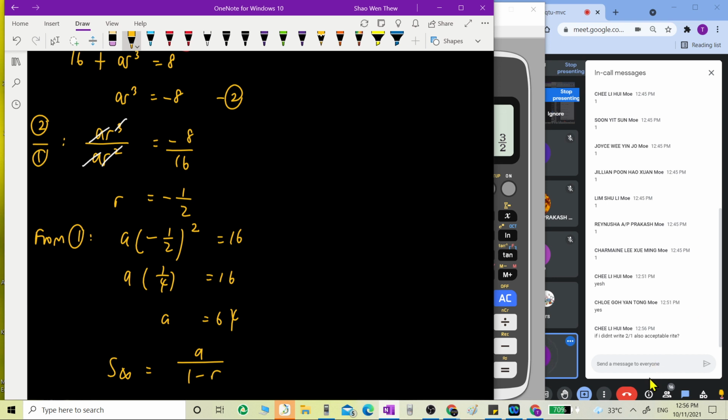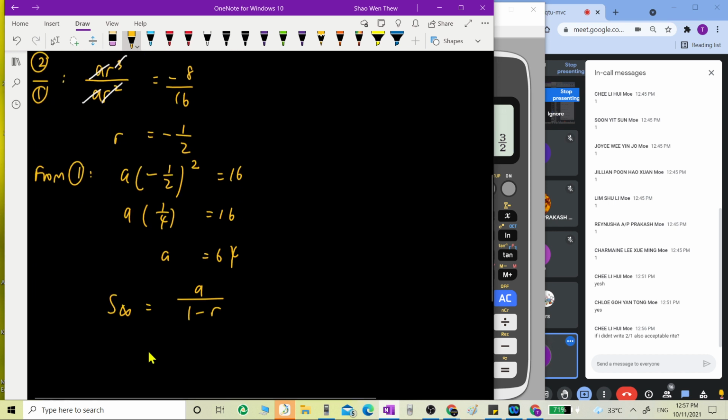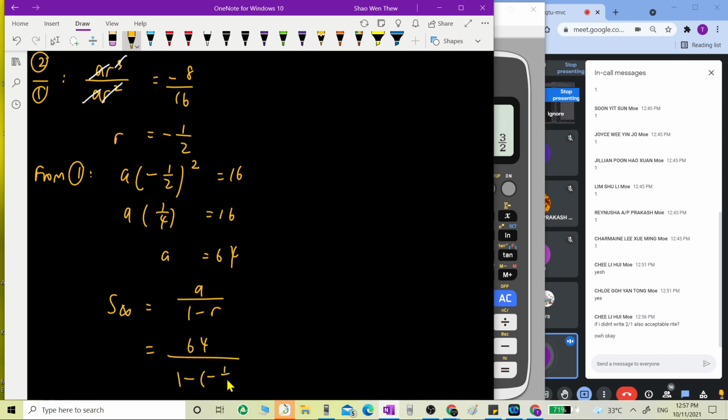Yes, you can. Let's say if you didn't write also can, but this one is for your friends' reference. If they don't understand, you need to explain more. Later, Li-Hui, you need to explain to your friend why this one is divided by this one, no? If you write this one, then your friend understands, 2 divided by 1, not 1 divided by 2. Okay? Now, you insert these two things, 64 over 1 minus this one.